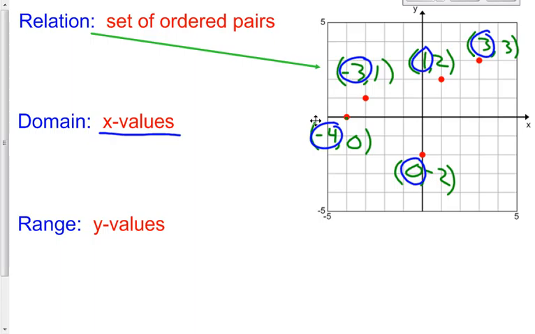And in the exact opposite way, the range is the y values. So I'm going to underline all my y values. My range is 0, 1, negative 2, positive 2, positive 3. So that is the domain and the range. We're going to talk about that in every graph that we do. The domain is the x values, the range is the y values.